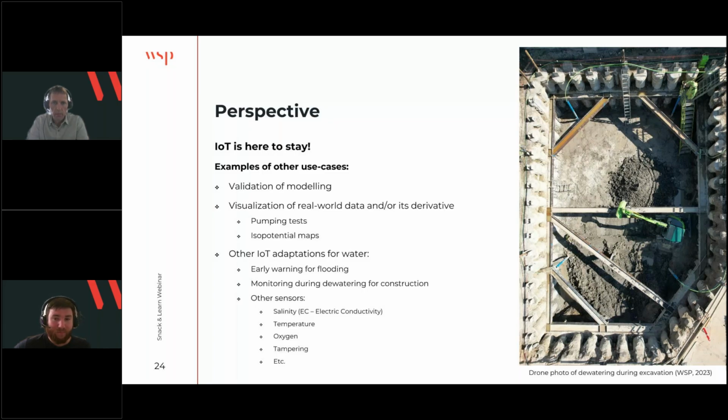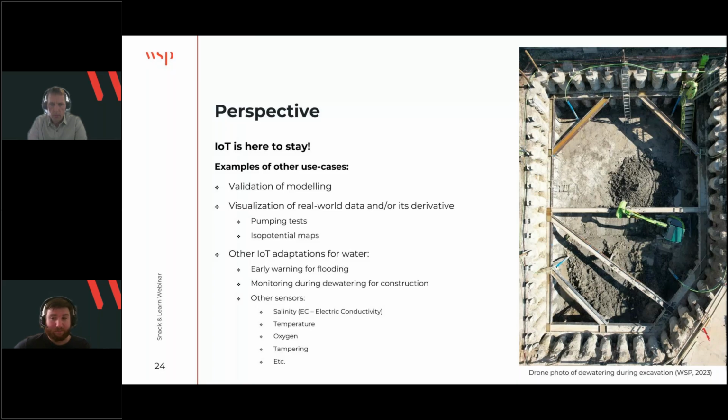And with the sensors that we used, it's possible to use it for visualization of pumping tests, or you can use it for the generation of isopotential maps. But IoT can also be used for early warning systems for floodings, monitoring, doing dewatering in construction. There's almost no limitations for the use of sensors.